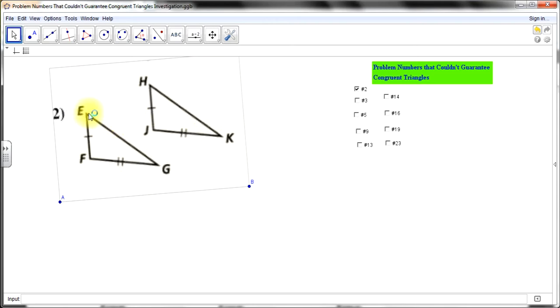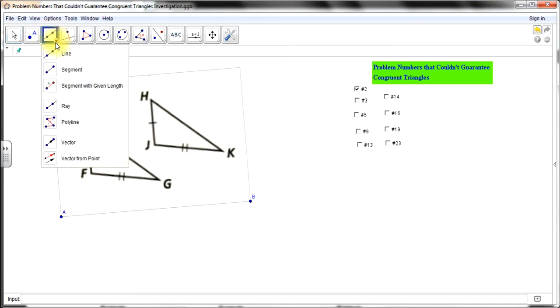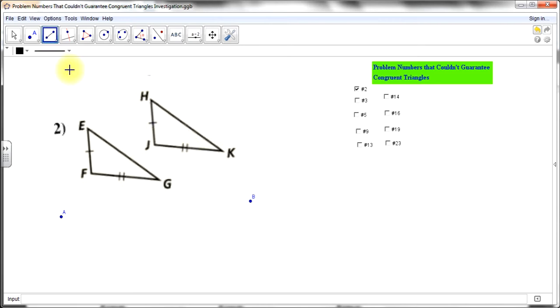Now, to start out, this is just a picture. GeoGebra doesn't know these points, so we need to make them on GeoGebra so we can manipulate them. So I'm going to go to my line toolbox here. In this assignment, you're going to use two tools from this line toolbox: the segment tool, and also the segment with given length tool. The segment tool, we're just going to click on each vertex here to make a segment.